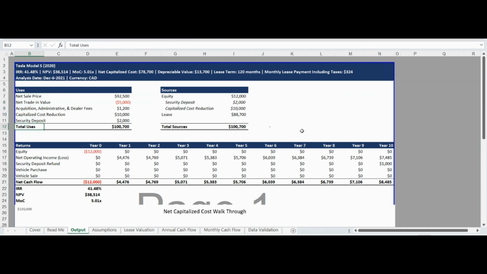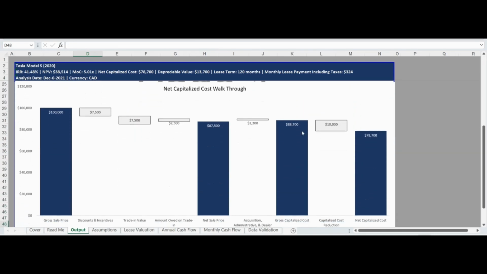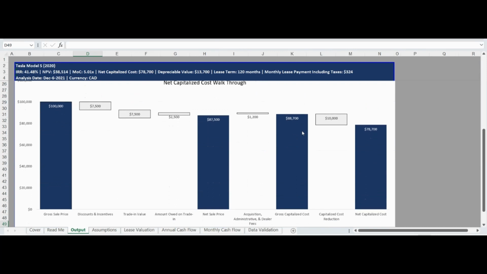The Output tab contains the high-level decision driving analysis output to guide your investment decision. The output report begins with a detailed sources and uses table showing the allocation of capital on closing and the capital stack being utilized. This is followed by the annual summary investment cash flow with calculation of the internal rate of return, net present value, and multiple of capital. The report concludes with the investment walkthrough from gross sale price to net capitalized cost.